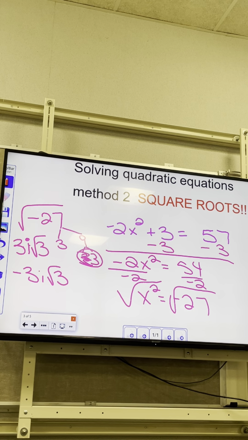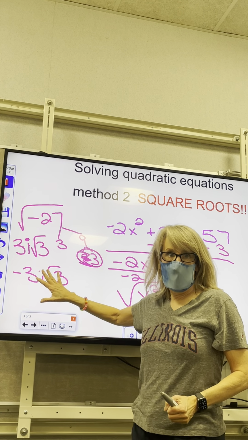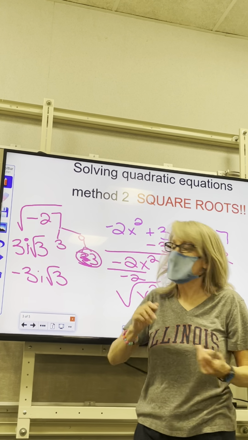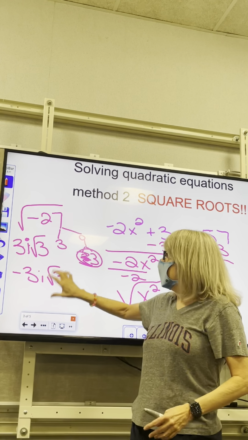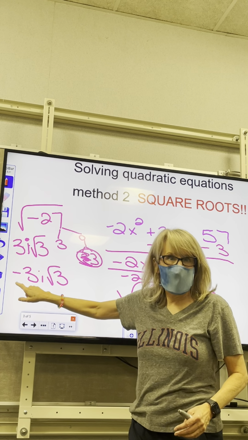Why is the negative out on the outside? Because that negative is unrelated to the i. It's just that we will always get a positive answer and a negative answer. Kids kept saying, but we have i. It's completely separate: this is our answer, and this is the negative.